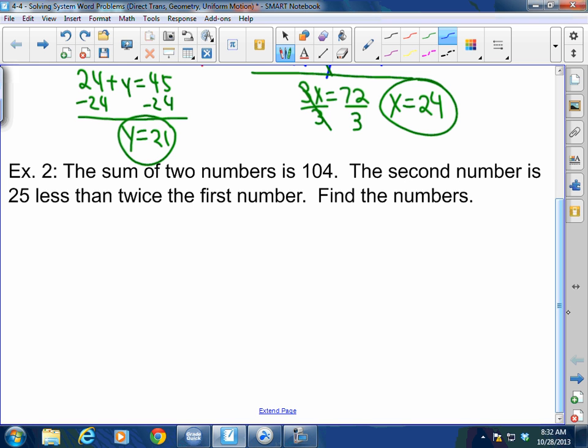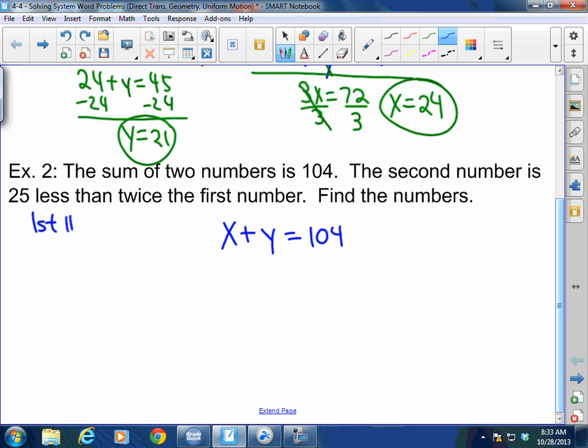x plus y equals 104. The only caveat here: label your variables. Please, I'm telling you, that's half the battle with these problems. And that's where a lot of my students get messed up and they can't solve the problems. It's not because they don't know what they're doing, they just don't label. Okay? So let's call this first number.